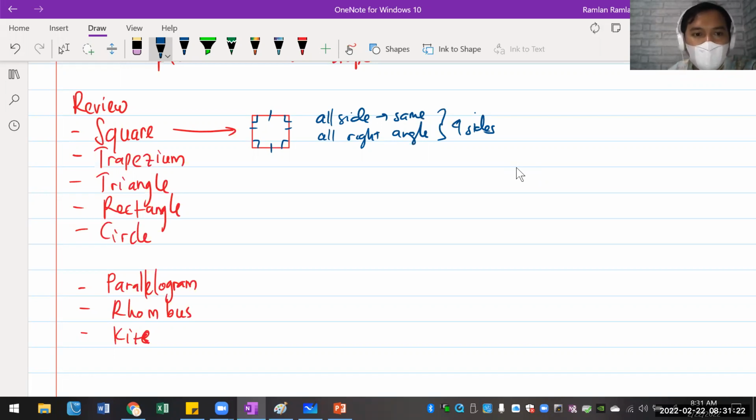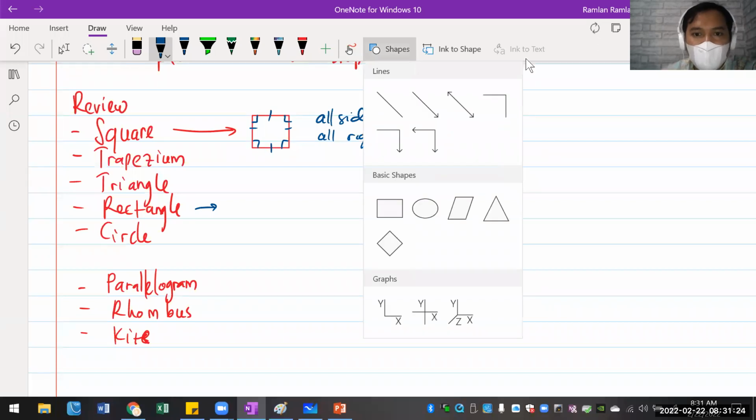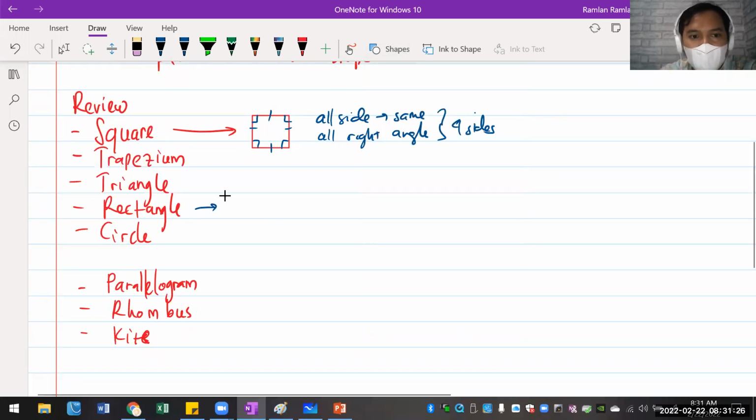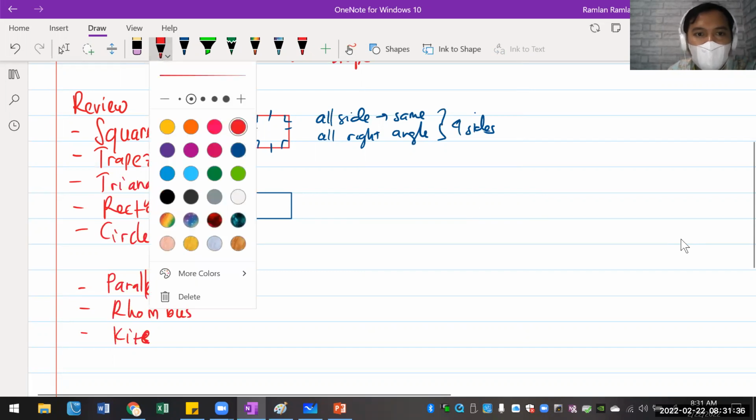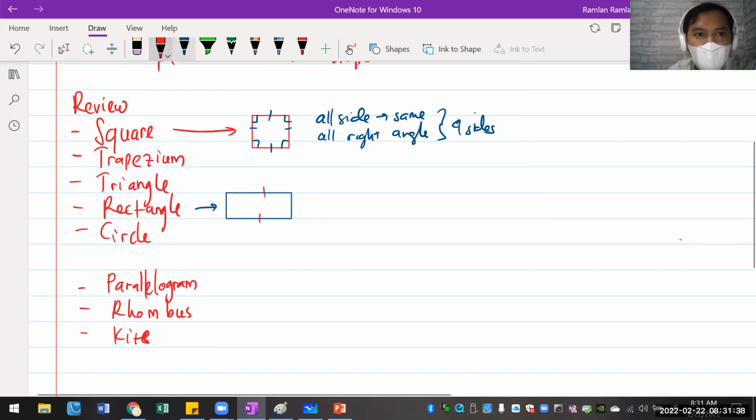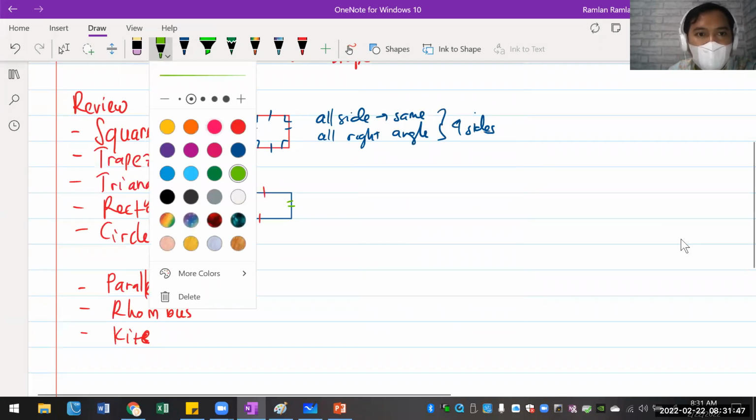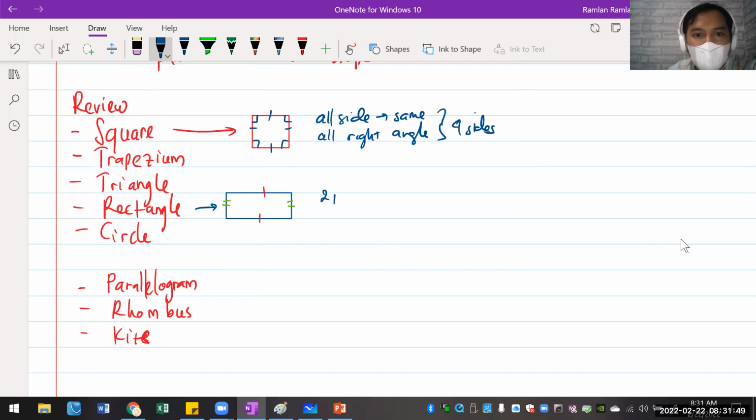The second one, maybe I'm going to go to rectangle first. Rectangle is almost the same, but not exactly. So we have a rectangle. This side is the same as this one, and this side will be the same as this one, right? Which means we have two pairs of sides which have the same length.